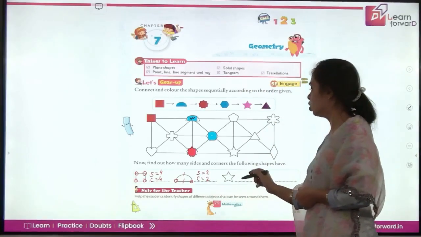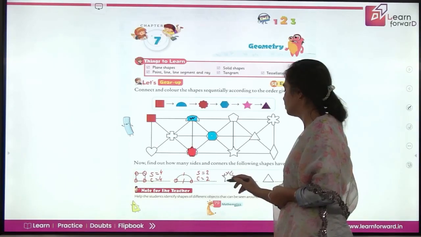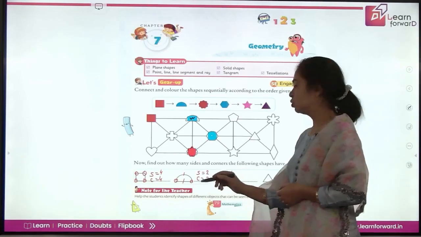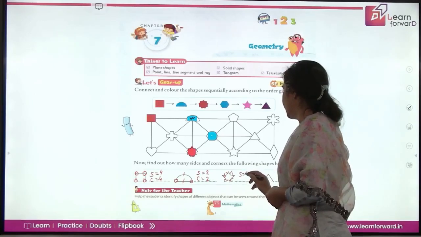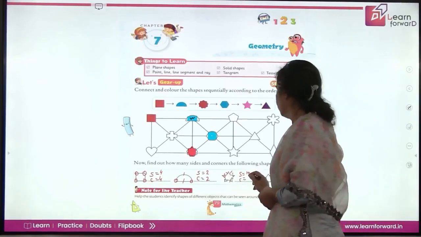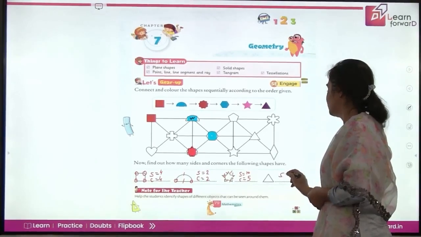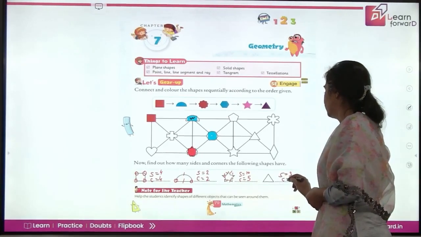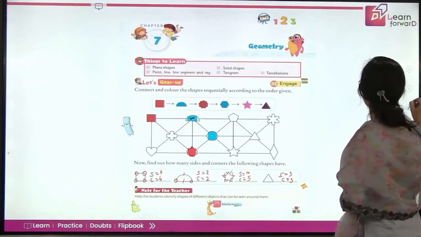Coming to next, how many sides do you see here? 1, 2, 3, 4, 5, 6, 7, 8, 9, 10. So there are 10 sides here. Sides is equal to 10. And how many corners do you see here, children? Yes, there are 5 corners. So for triangle, exactly 3 sides and 3 corners, right? So have fun doing this activity.